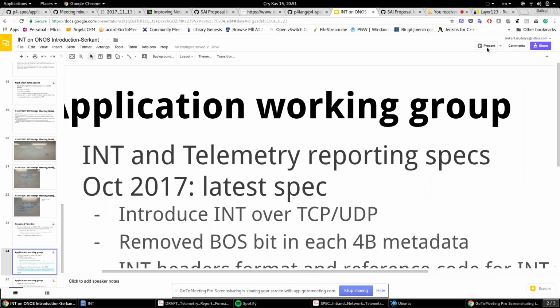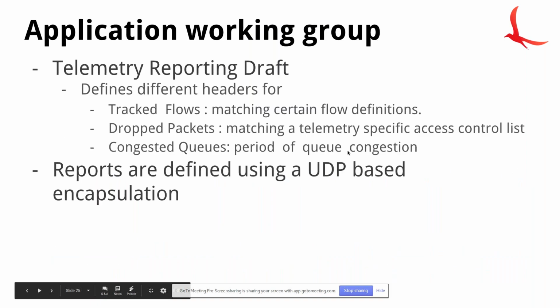I don't know, Serkan, if you have any other slides. As I said, they defined the telemetry reporting draft and some different headers for the reporting, such as tracked flows, drop packets, and congested queues. They are all different headers. For example, if you experience drop packets, you need to use that header, and if you are in a congestion state, you can start reporting using the congestion header. And as I said, they defined the report using a UDP-based encapsulation.